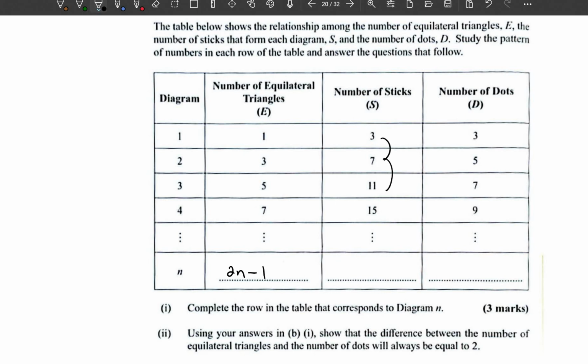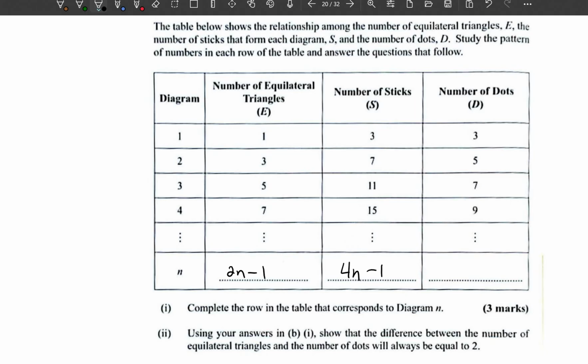Let's see here now. So we go from 3 to 7. That's an increase of 4. 4 to 11. That's 4 again. So we're sure it's going to be 4n. And then it's going to be 4n minus 1 again, because 1 by 4 is 4, minus 1 is 3, 2 by 4 is 8, minus 1, that's 7.